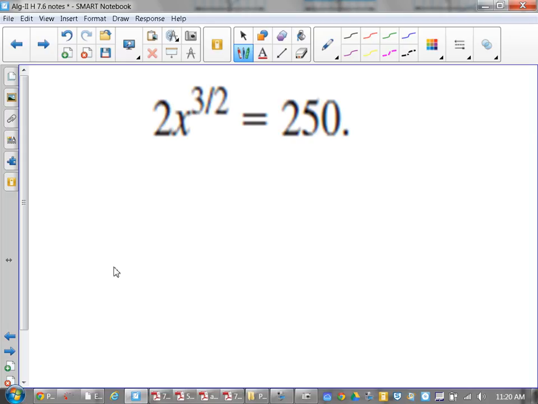2x to the 3 halves equals 250. Divide by 2. Divide by 2. Good. Now, at this point, do you remember how you undo the fractional exponent? The reciprocal exponent. You go to the 2/3. So this means x is going to equal the cube root of 125, which is 5. Square it. 25.